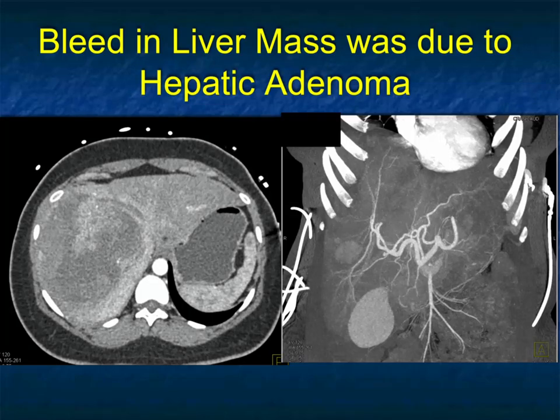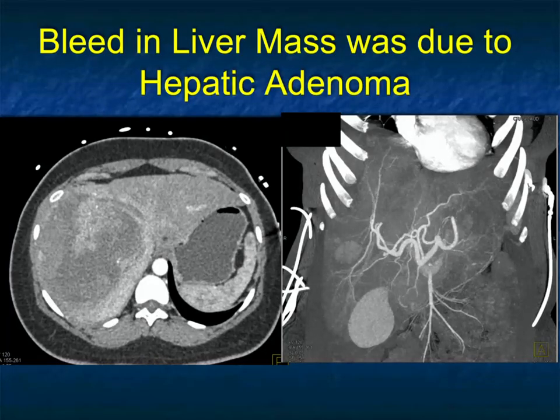Now, we mentioned that one of the challenges of hepatic adenomas, they spontaneously bleed. Here's a patient with a large bleed in the liver. Obviously, bleed can be due to trauma, can be due to biopsy, but the classic lesion that bleeds is hepatic adenoma. Right behind it is going to be hepatoma.